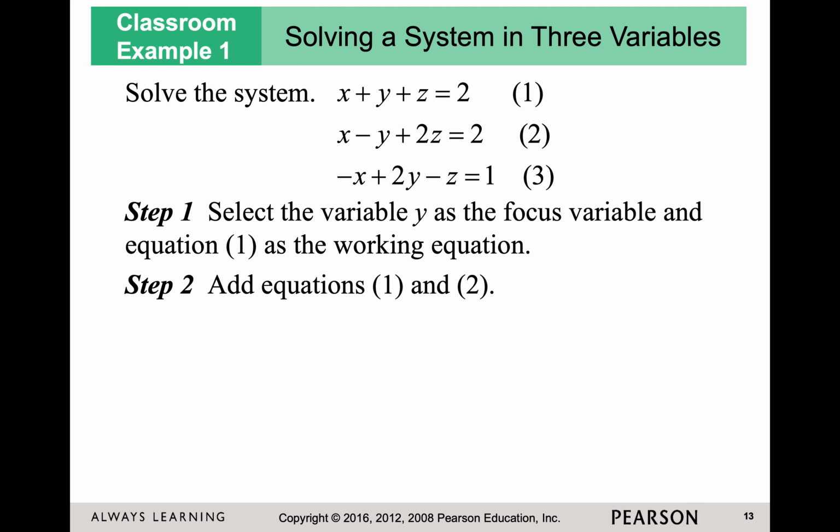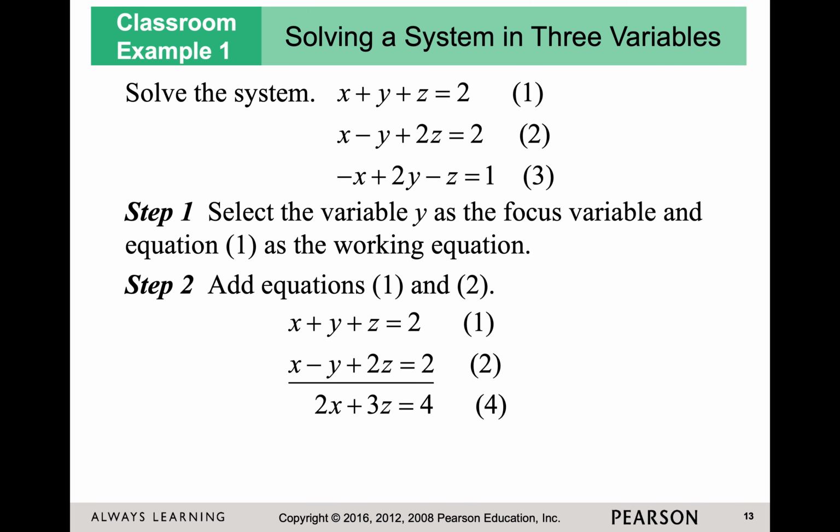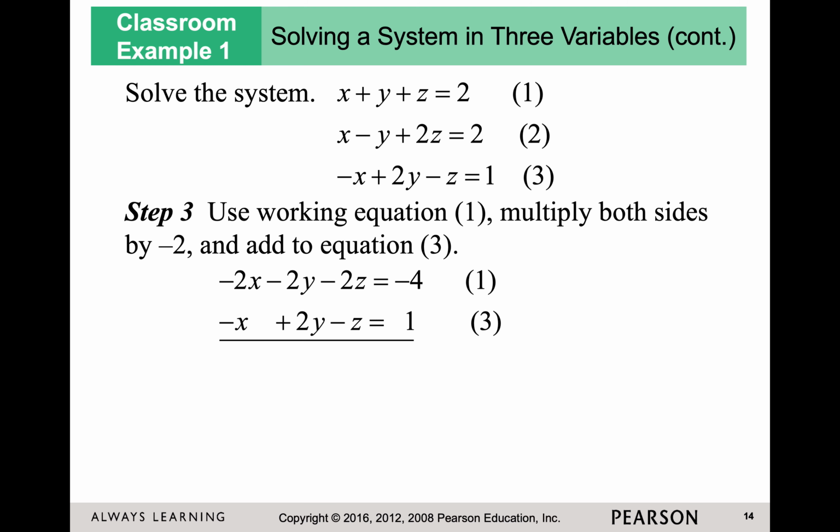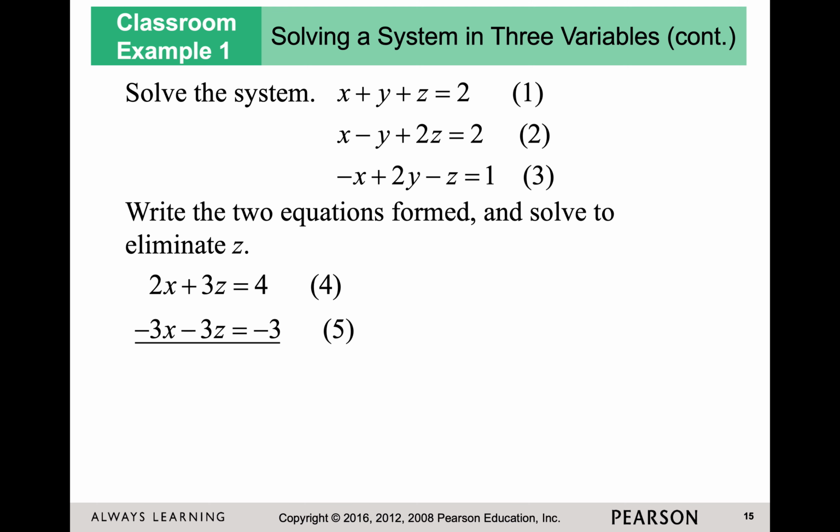So if I add equations 1 and 2 together, this gives me a new equation, which I'm going to call equation 4. So the y canceled, I just have x and z. Now I'm going to use the working equation, which I chose as 1, to cancel out with 3. And I'm going to call that equation 5. What I'm going to do then is put 4 and 5 together, and then I'm going to solve it like a 2x2.